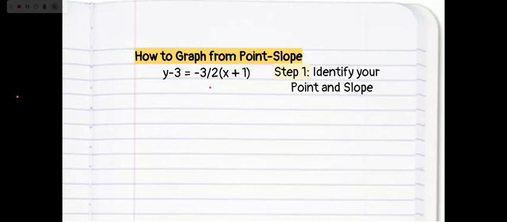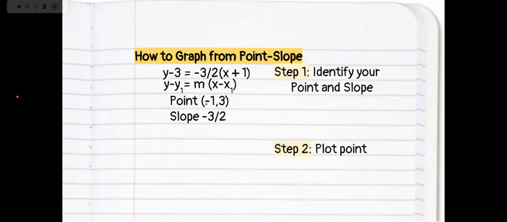Okay, my point, well, I know there's a 3 here and a 1 here. And I know my slope is -3/2. So that means my point is going to be (-1, 3). Remember, I'm sorry, it's x minus x1, so it's x minus -1. Okay, then my slope is right in front of the parentheses, so I know it's -3/2.